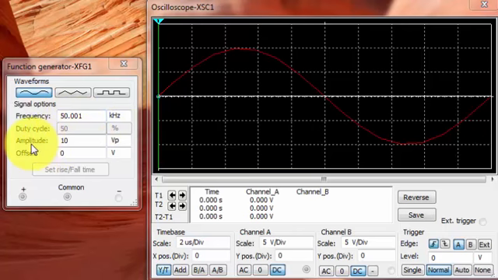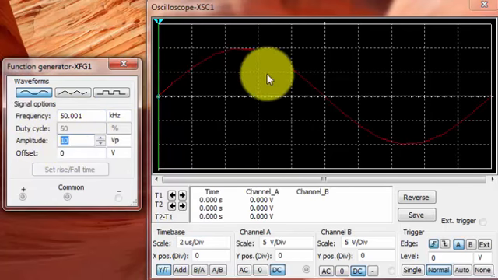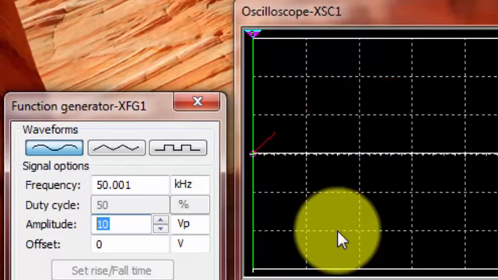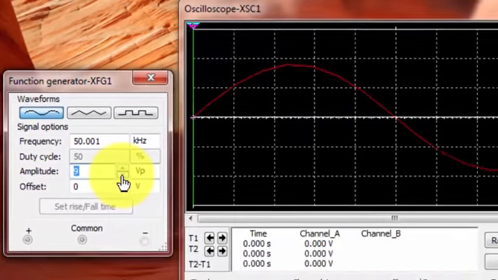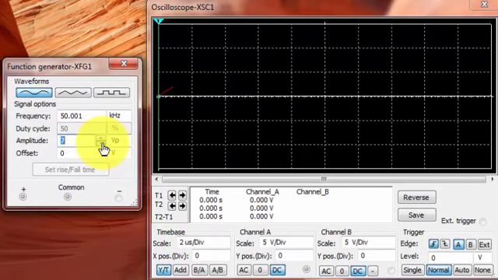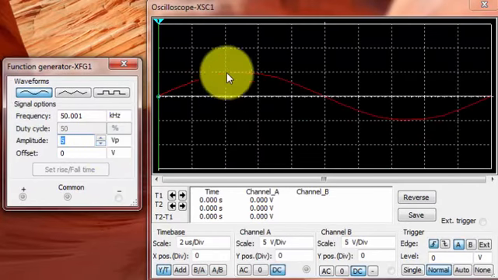Now let's vary the amplitudes. Let's make it 5 so we can easily see that it cuts in half, or it goes over one division. Let me change that to 5. And you could see that it cuts in half.